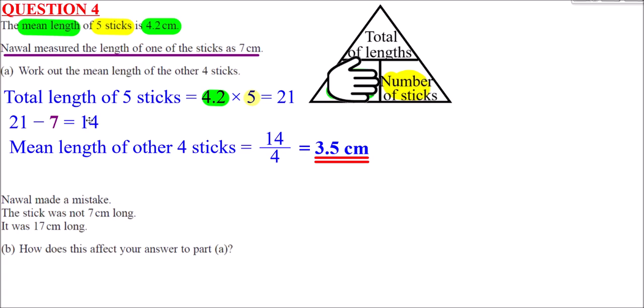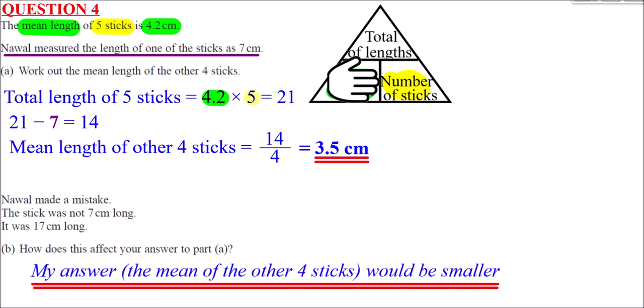Because we'd be taking away a bigger amount and then dividing, we'd end up with a smaller total after we've done the final division, which is a long-winded way of me saying the answer to part A would be smaller. If you're not sure how to word it, do the calculation yourself with the new information, then compare and say if it's bigger or smaller and how the answer has been affected. But to keep it short and sweet, just say: the mean of the other 4 sticks would be smaller.